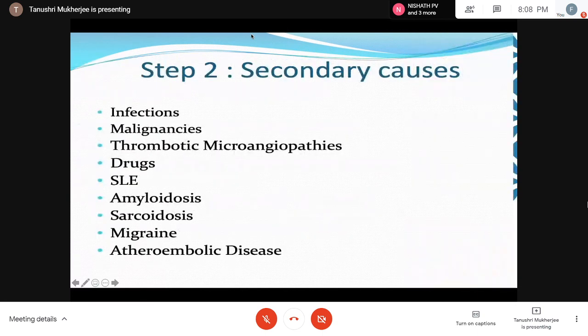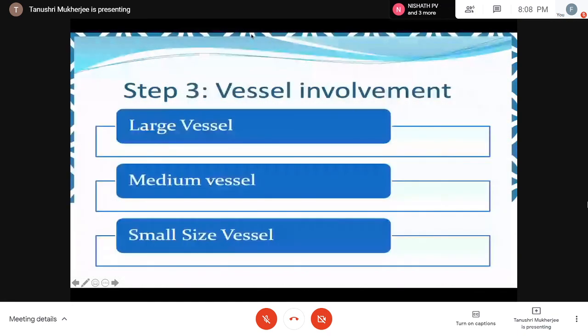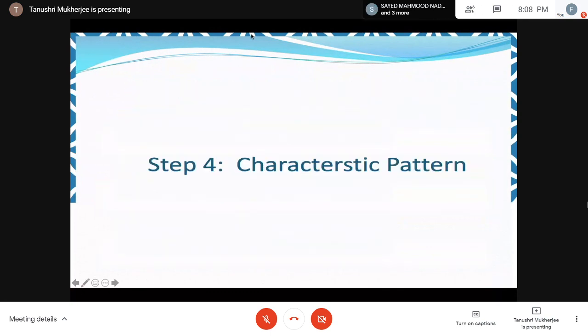Then secondary causes could be infections, malignancies. So please rule out all these causes because vasculitis can occur secondary to all of them. Amyloid, sarcoidosis, migraine, atheroembolic disease. And then the vessel involvement. When you see all this, you can put two and two together, see what exactly is the cause, and then proceed further with the investigation.